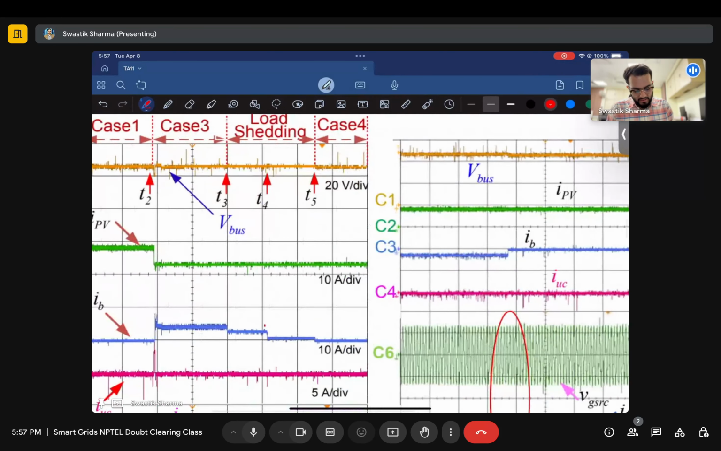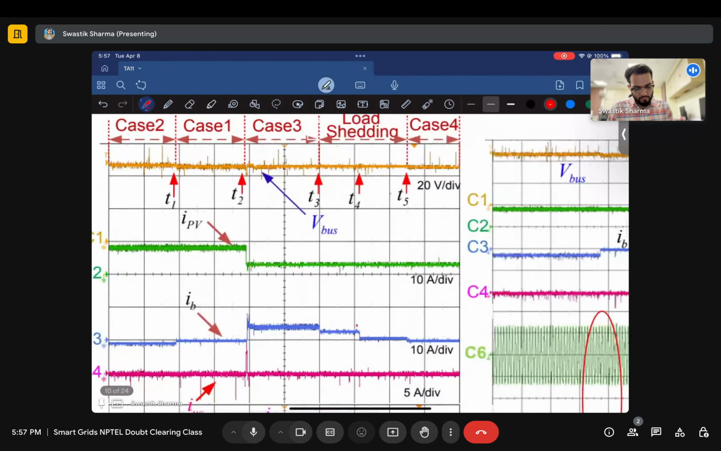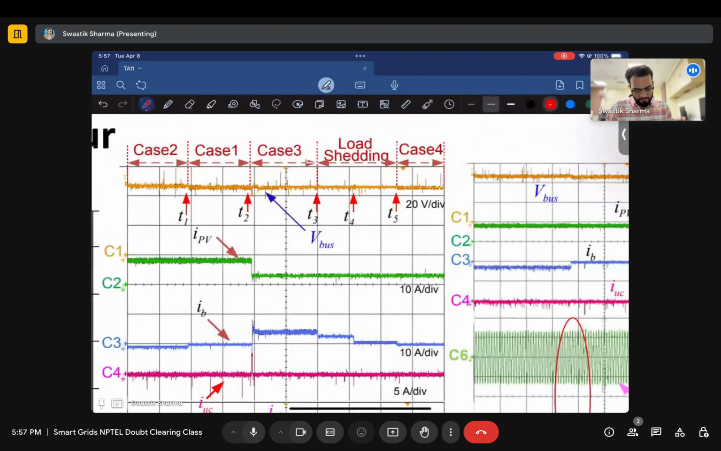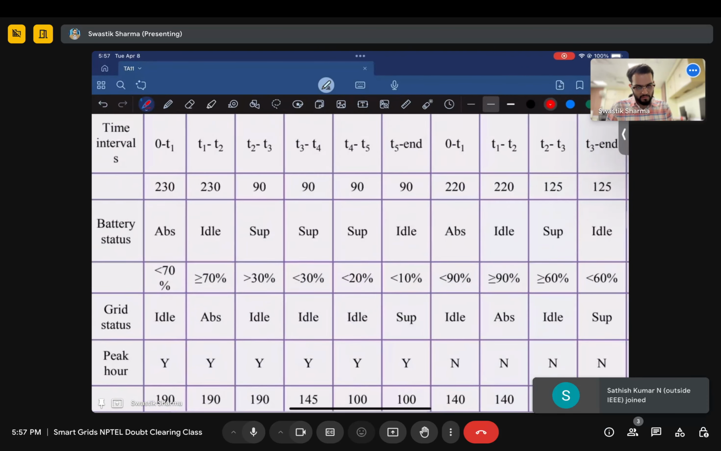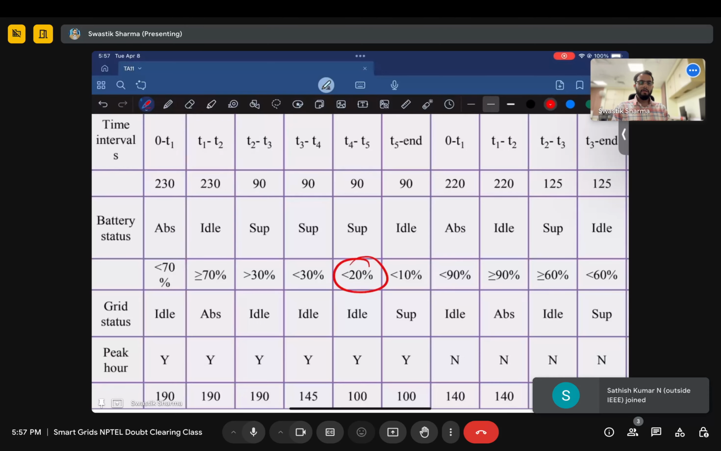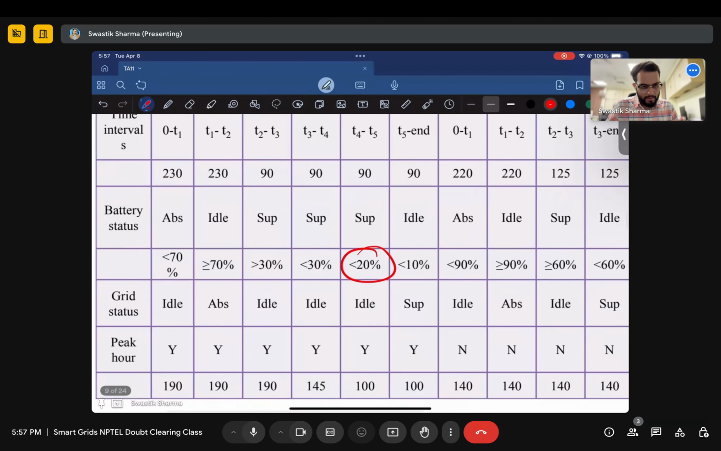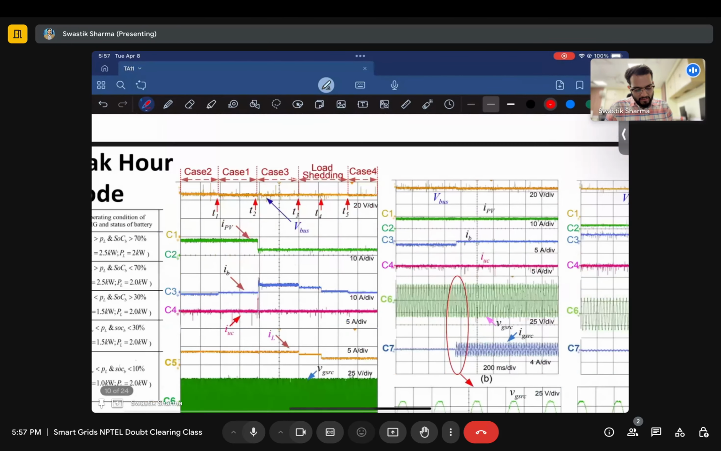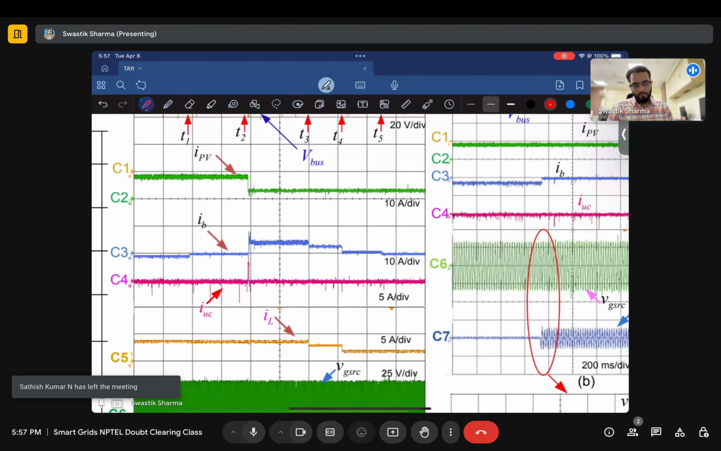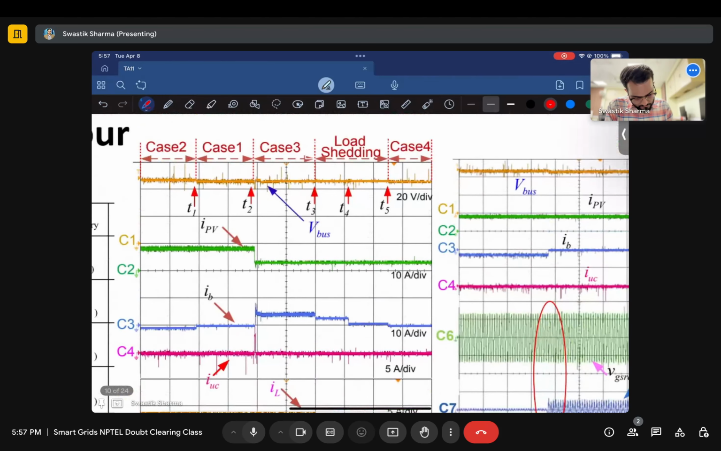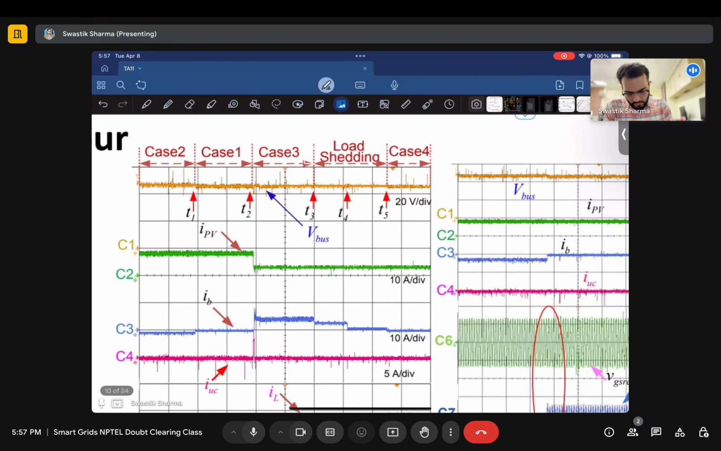So you see T5 to T end, I did not discuss T4 to T5, sorry. So let's discuss T4 to T5. Your battery was earlier between 30 and 20, now it is between 20 and 10, right? Now if it is between 20 and 10, you continue discharging, but you shed more load. Earlier you had one essential load and one non-essential load. You remove the non-essential load, you completely cater to the essential load. So you see over here.